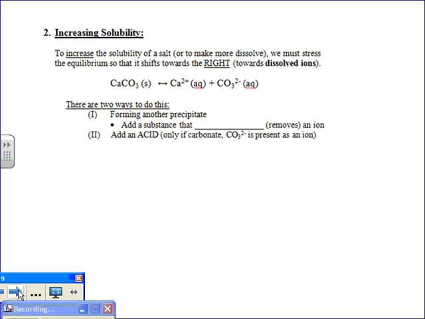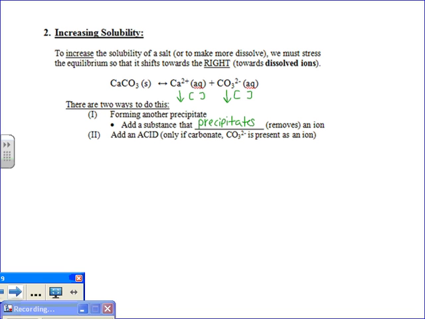So to increase the solubility of a salt, we can stress the equilibrium so it shifts to the right by removing or decreasing the concentration of either or both of those ions. It's pretty hard to sit there and pick ions out of solution. We can't see them, so we can't physically extract them from our solution using a mechanical process, but we could add another ion that would form a precipitate with one of those two ions that I have. So we're going to add a substance that precipitates or removes one of my common ions.